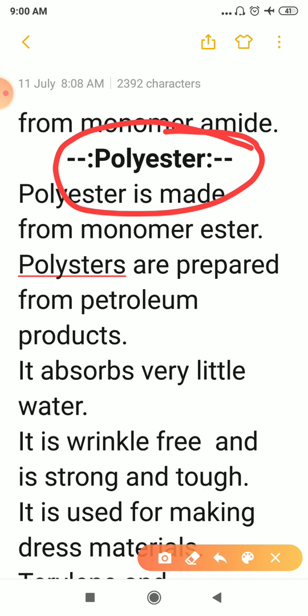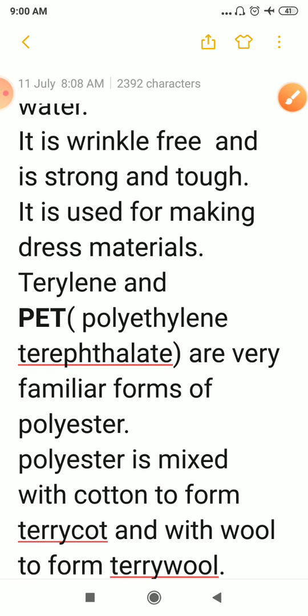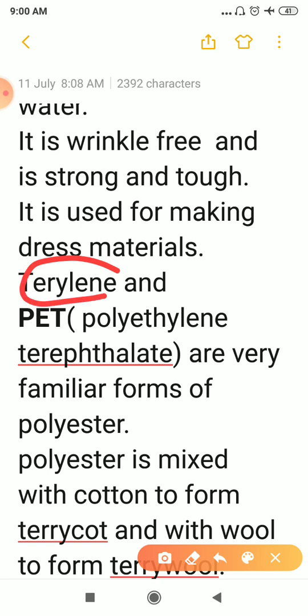Terylene and PET. Here I have already written that terylene and PET, that is polyethylene terephthalate. These are the two most common types of polyesters, common examples of polyesters that we use in our daily life.